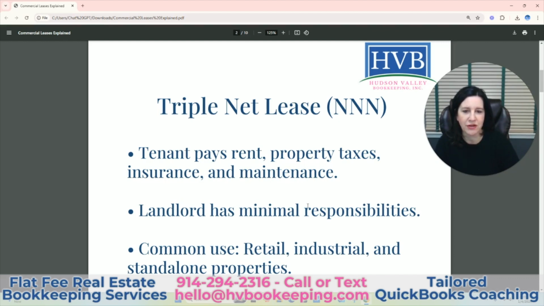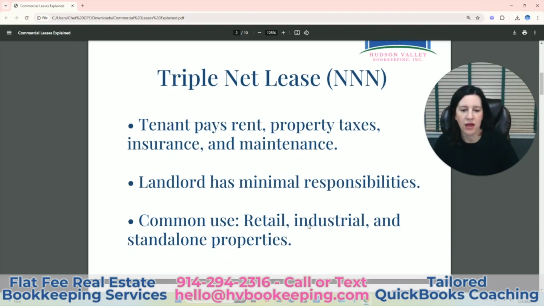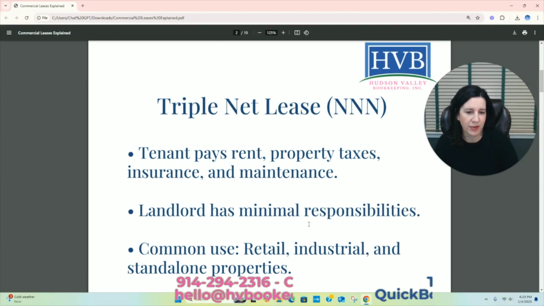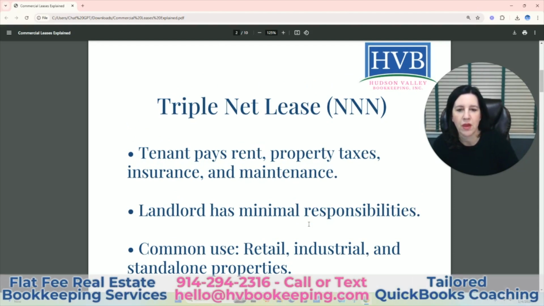It's pretty much, it's not everything that has to do with the property, but everything that has to do with operating expenses. The landlord has minimal responsibilities, right? More just like any legal, accounting, and things like that. Okay. And this is normally in retail, industrial, standalone properties. It's also office space, I should have on here.